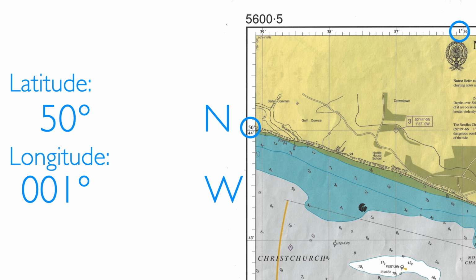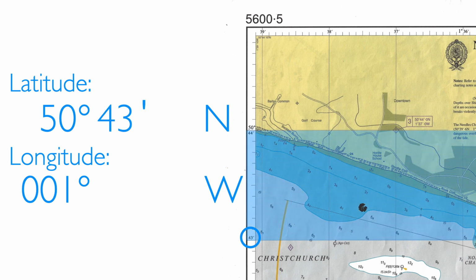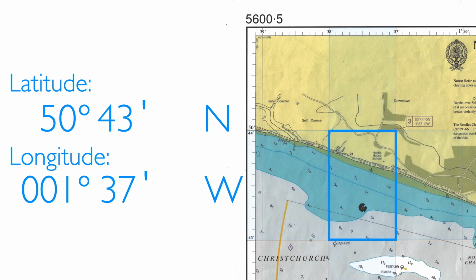Happy we've established that, it's on to the minutes. When looking at the latitude scale, we need to look for the number just to the south of our position because we're in the northern hemisphere. In this case, 43 minutes. Likewise, with longitude, we need to consider which way the scale is going. In this example, the scale goes from right to left, i.e. west, so we should use the number just to the right of our position. So looking at this, it would be 37 minutes. So we've narrowed our position to a single square on the chart.